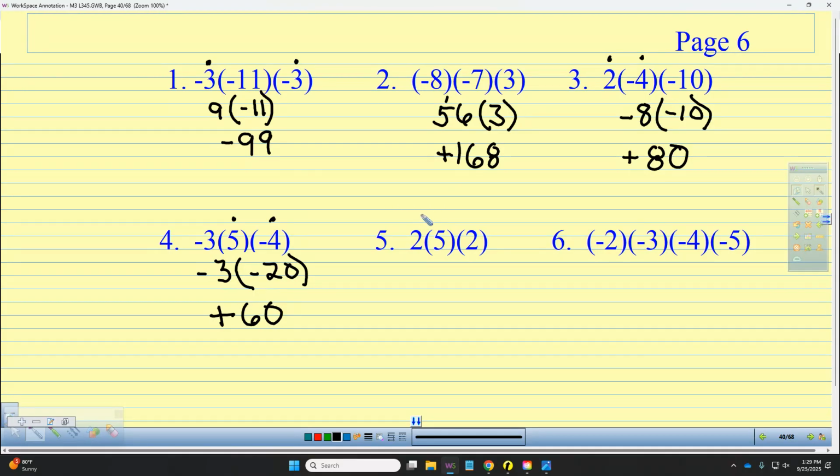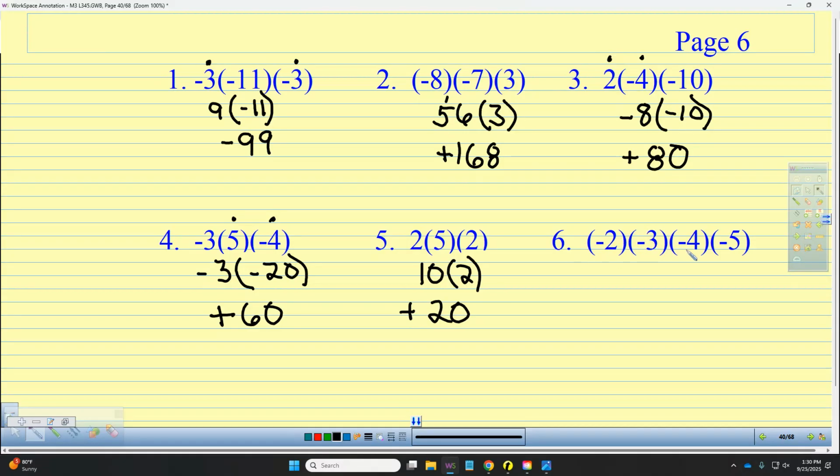I can do this one pretty easy in my head, but I might do the 2 times 2. But I'm just going to do 2 times 5 is 10. Bring down the 2. Again, I know you guys could probably do this in your head, but I want you to show your steps and get the practice in. 10 times 2 is 20.